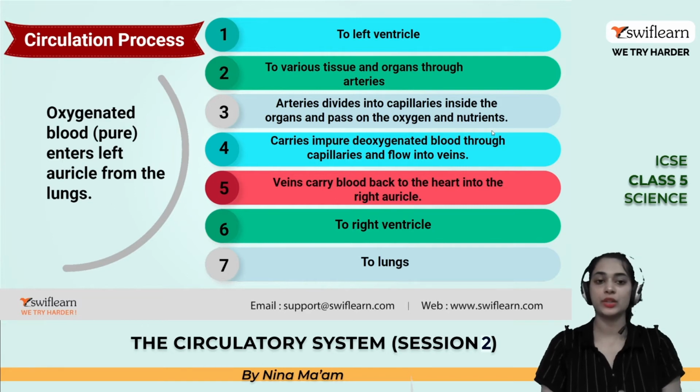After that, the arteries divide into capillaries, the thinnest blood vessels, inside the organs and pass on the oxygen and nutrients. Fourth one, the capillaries carry impure deoxygenated blood and flow into the veins. Fifth one, the veins carry blood back to the heart. Let's listen to those words: veins carry blood back to the heart into the right auricle. Sixth one, to the right ventricle, then finally to the lungs. This is the circulation process. Please note down all these steps.